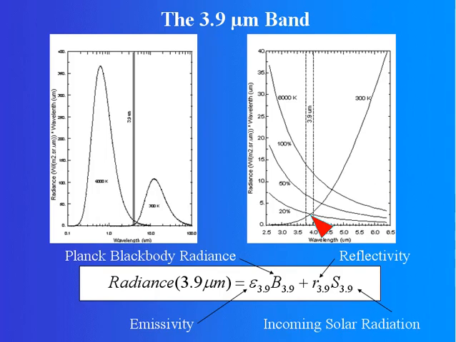So that means during the day, we have to worry about both reflected radiation as well as the emitted radiation from the Earth's surface. If you prefer to think about this idea in terms of an equation, the radiance at 3.9 microns can be written as 2 components. The first component on the left is the emitted component. It would be the emissivity of the object that's emitting at 3.9 multiplied by the Planck blackbody radiance at 3.9. And then you add to that the reflected component, which is the incoming solar radiation at that wavelength multiplied by the reflectivity.